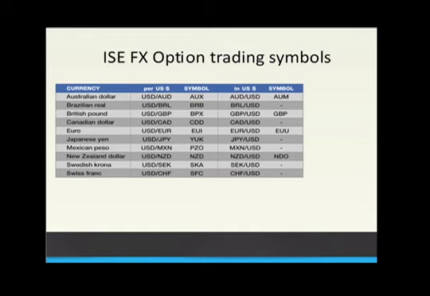So you see the symbols there. If you're interested in trading the EUI, that's dollar-euro, or if you wanted to look at the reverse, you could do it euro-dollar with EUU. If you're looking at the yen, that's YUK. And all the symbols are right there. You can go to fxoptions.com to reference any of the symbols that you might need.